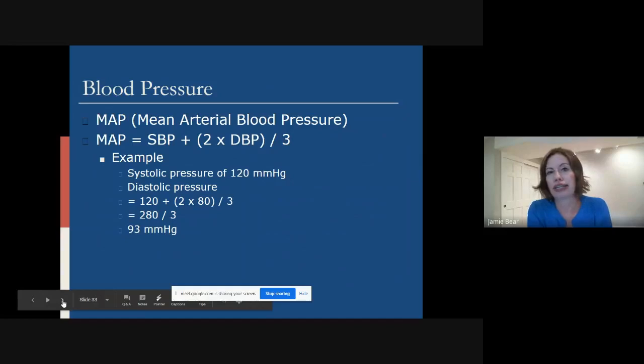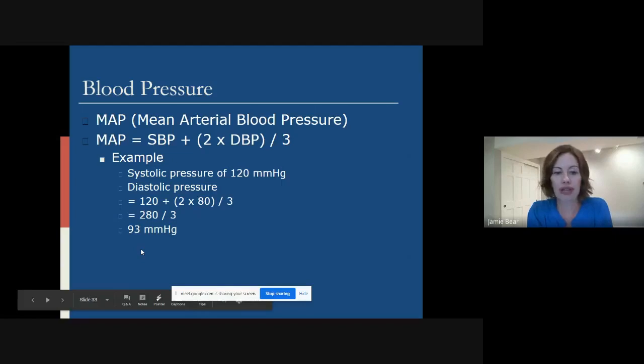So let's look at an example of our systemic mean arterial blood pressure. Our systolic pressure here is 120 millimeters of mercury. Our average diastolic pressure is 80 millimeters of mercury. So if we plug the numbers into this equation, 120 plus 2 times 80, divide all of that by 3, and we get approximately 93 millimeters of mercury.